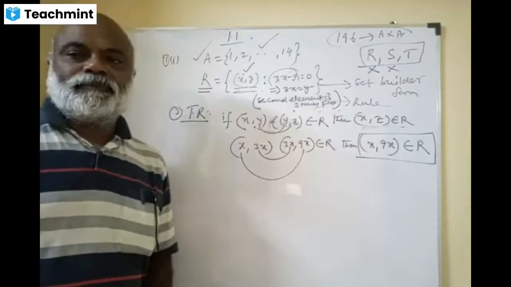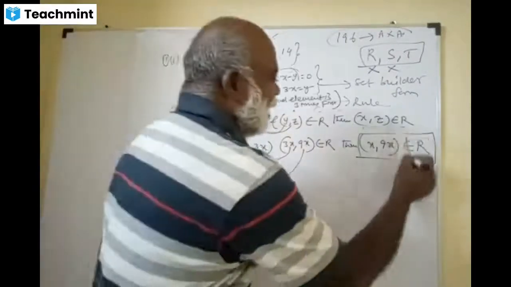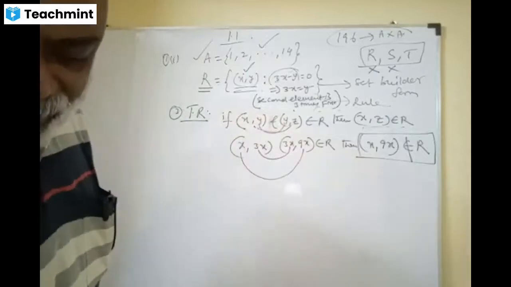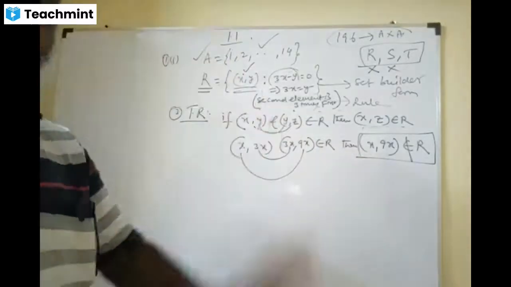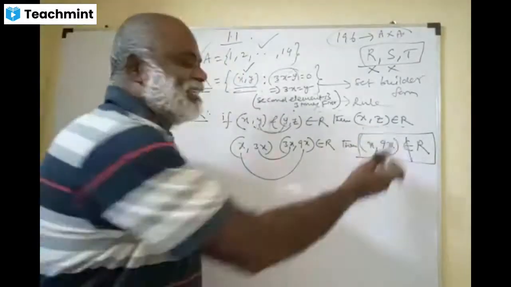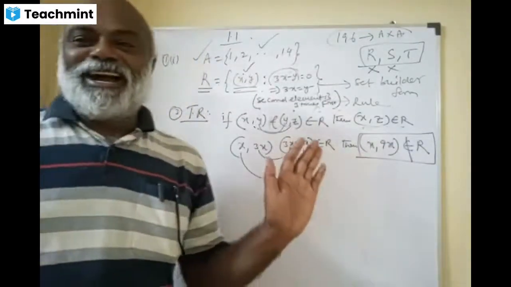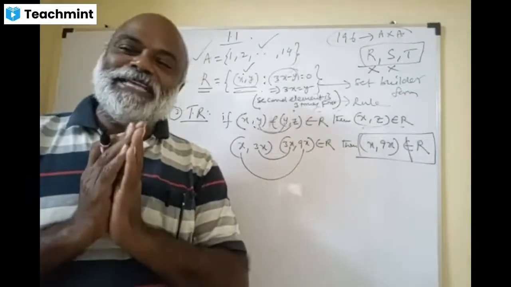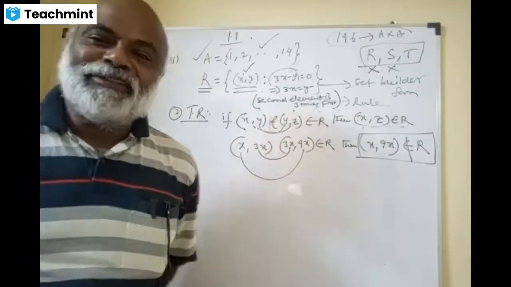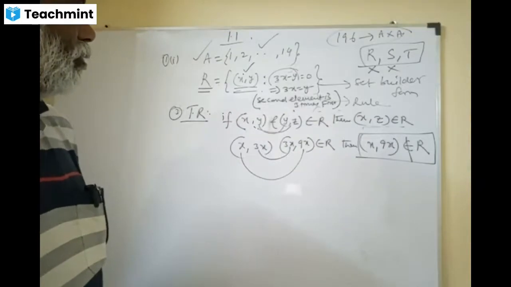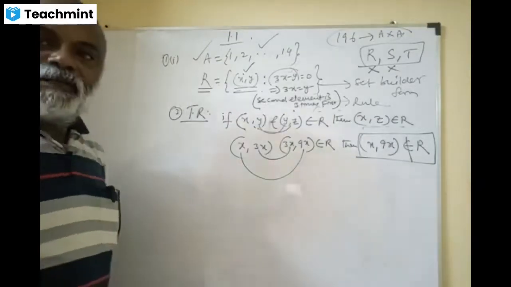It does not belong. Exactly. Why? The second element should be 3 times the first element. That is our relation. But here, the second element is 9 times x. Is everybody able to get it? Please tell me. Pavitra, clear? Yes, sir. Right.